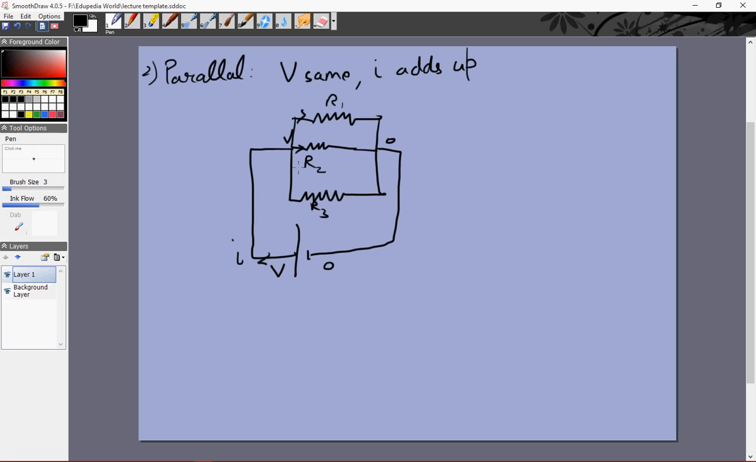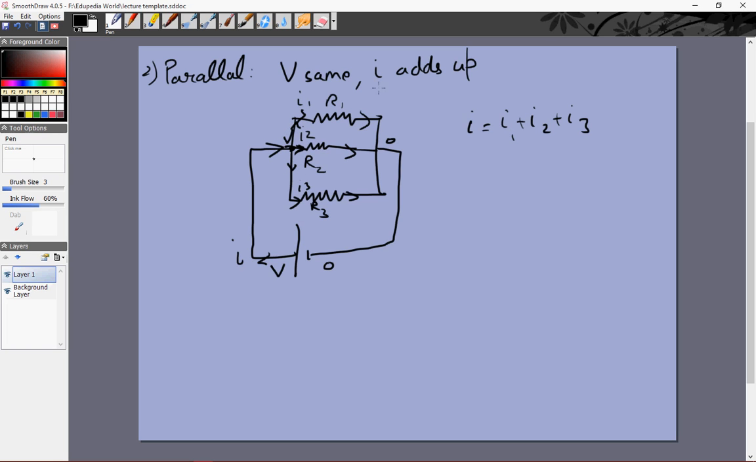That current splits into three: I1, I2, I3. From Kirchhoff's current law, I is equal to I1 plus I2 plus I3, because across this junction the current flowing in is I and flowing out is I1 plus I2 plus I3.